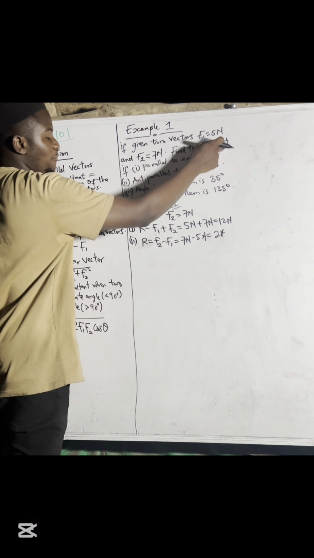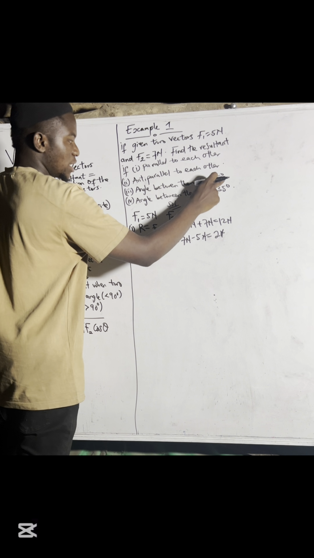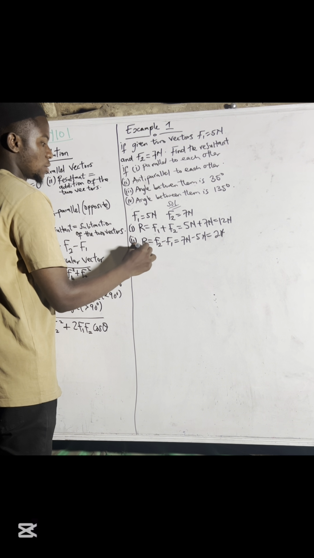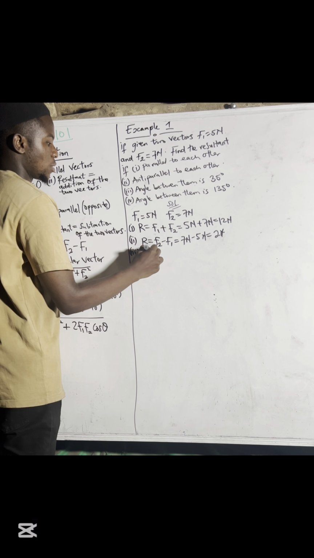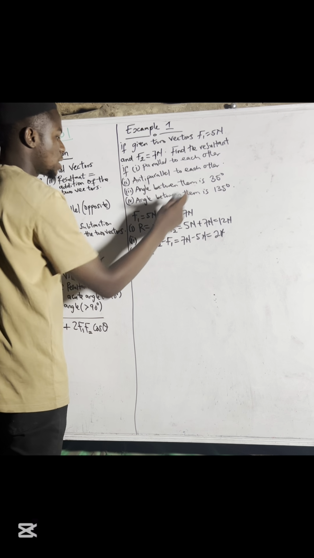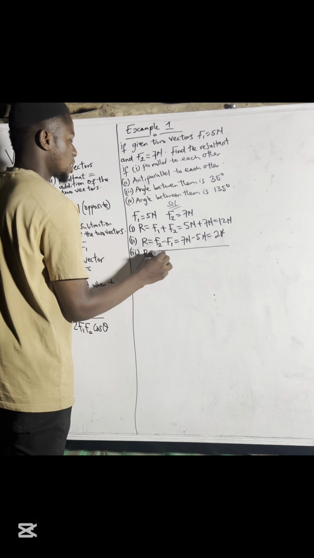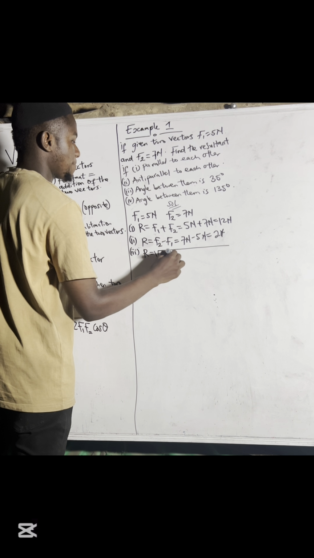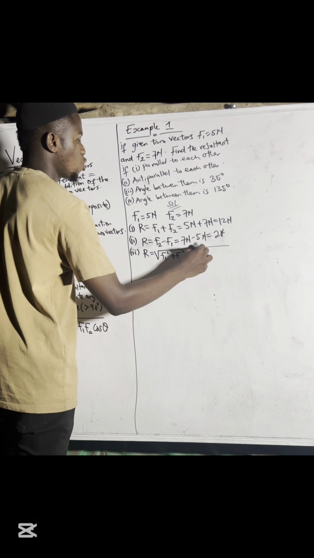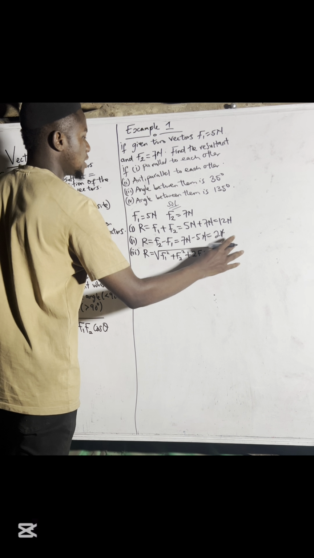You have to find the resultant if the angle between them is 35 degrees. So therefore, you just say R is equal to, whenever the angle between them is acute, less than 90, you're going to be using the formula R equals the square root of F1 squared plus F2 squared plus 2F1 F2 cos theta.